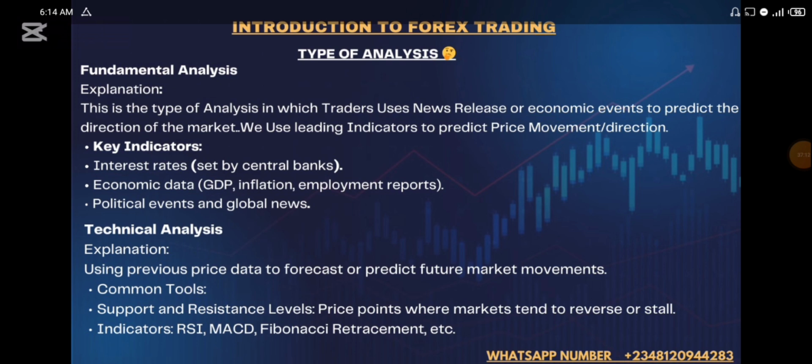So we use common tools like support and resistance levels. All traders know this, or beginner traders should know this, and you'll be taught this as well. We use price points where markets tend to reverse or stall. We also use indicators. Now, I'm not a big fan of indicators. Indicators are just there for me. But as a trader, if you want to learn indicators, sure, there are a lot of ways you can learn them. There's RSI, there's MACD, there's Fibonacci retracement too. All these are good indicators which can help you predict where the market is heading next.